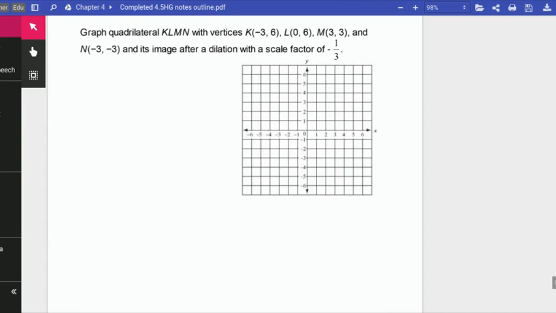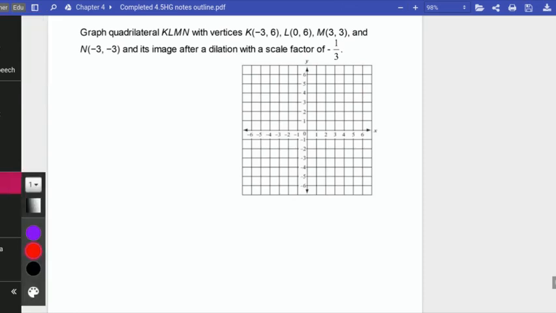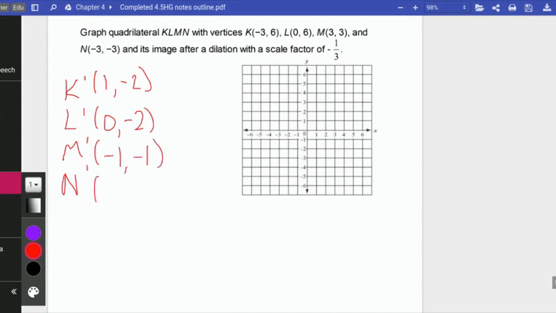But you might be thinking, what about that negative? What does the negative do? So go ahead and find your new coordinates and graph them and see if you can figure out what that negative did. So let's find K prime, L prime, M prime, and N prime. So we're going to multiply all of these by negative 1/3. So this is going to become a positive 1, negative 2. This will be (0, -2). This will be (-1, -1). And this one will be (1, 1).